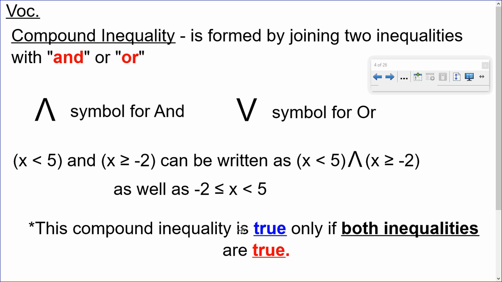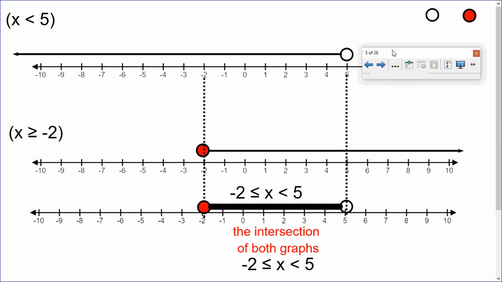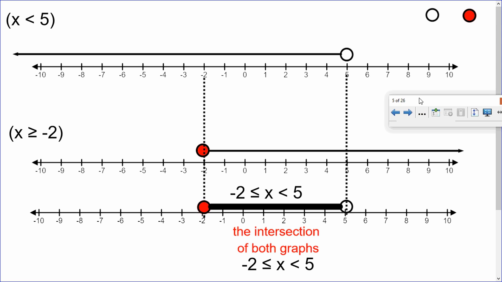This compound inequality is true only if both inequalities are true. So when you're dealing with the letter and, the capital A without the bar in the middle, it's true if both of the inequalities are true. You need both parts to be true in order for your compound inequality to be true. So let's take a look at that. Here we have those two inequalities.